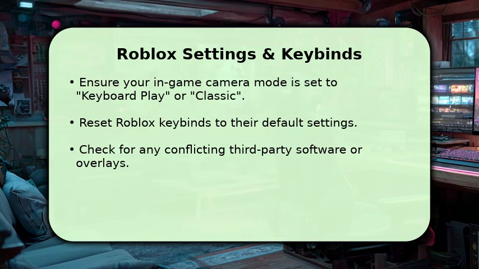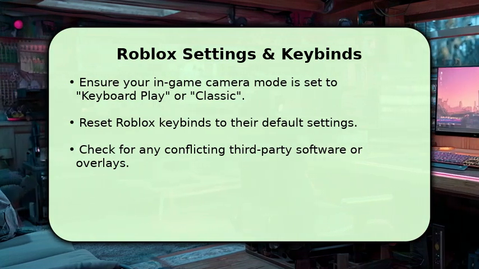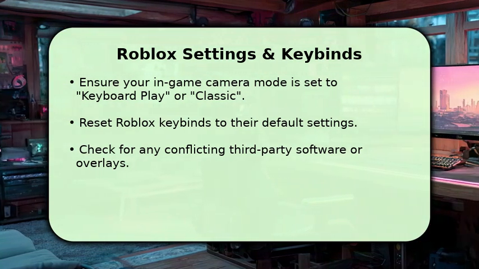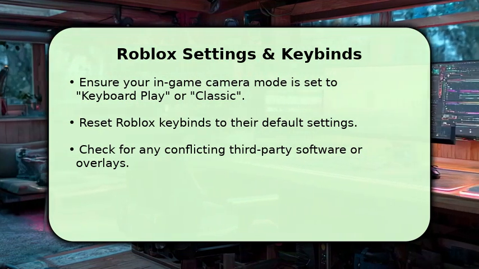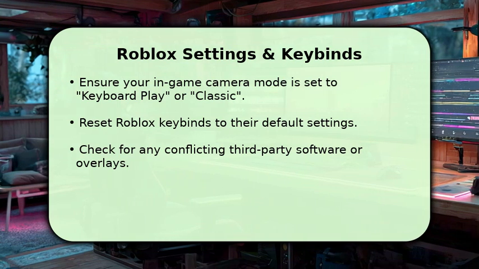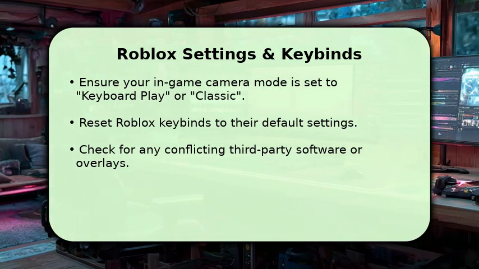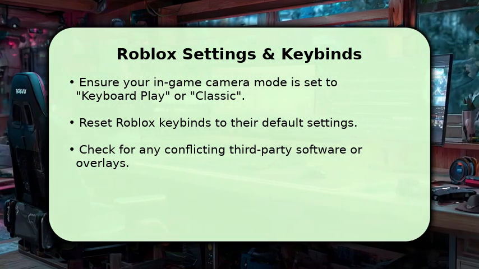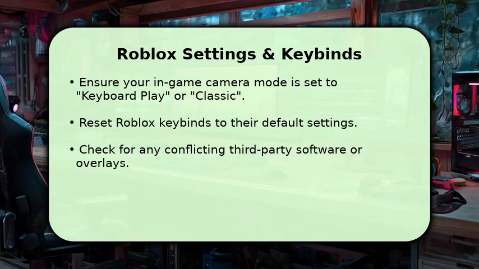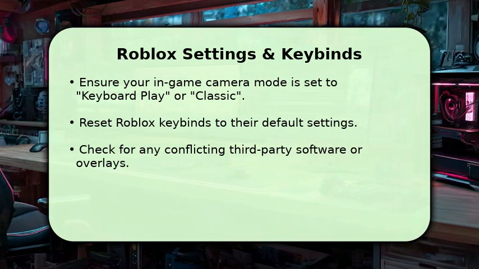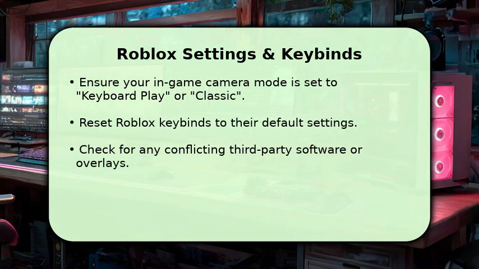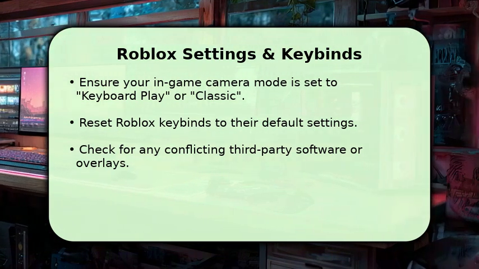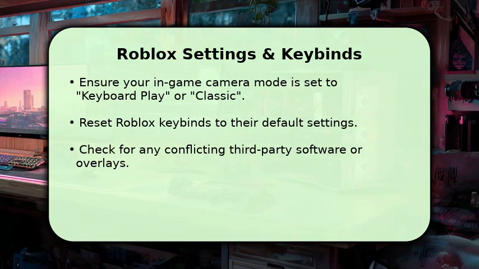Make sure your in-game camera mode is set to keyboard play or classic in the game settings, as other modes might disable WASD movement. You can also try resetting your Roblox keybinds to their default settings, which can resolve accidental reconfigurations. Additionally, check for any conflicting third-party software or overlays running in the background, as these can sometimes interfere with game input. Disabling them temporarily might reveal the culprit.